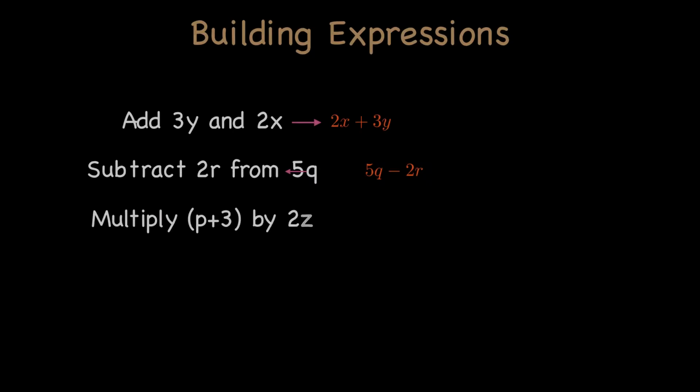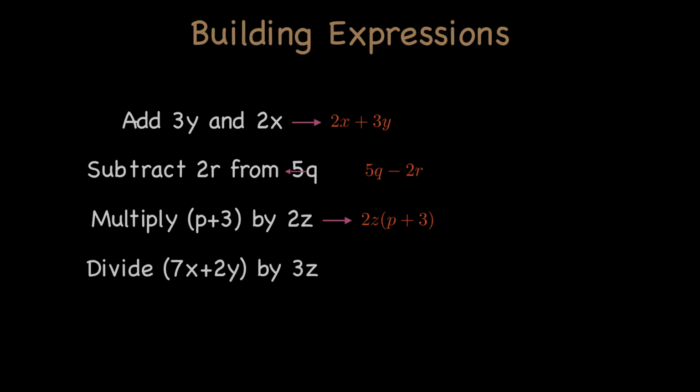Example 3. Multiply p plus 3 by 2z. This one is a bit more advanced. How do we write this? The answer is 2z times the quantity p plus 3. We write the multiplier 2z in front of the brackets. The brackets show that we multiply 2z by the entire expression p plus 3.